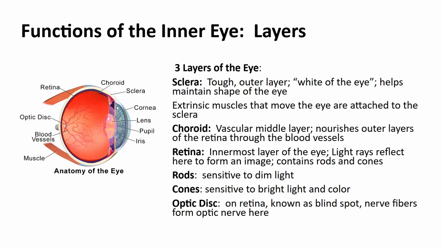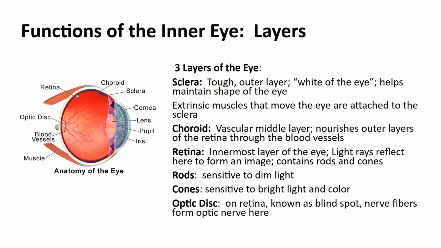And then you have extrinsic muscles that move the eye around that are attached to the sclera. So whenever you look left and right, those muscles are attached to that sclera to allow your eye to move. Then you have your choroid. This is going to be a vascular middle layer. This nourishes the outer layers of the retina through those blood vessels. So you can see here, this is going to be that choroid.